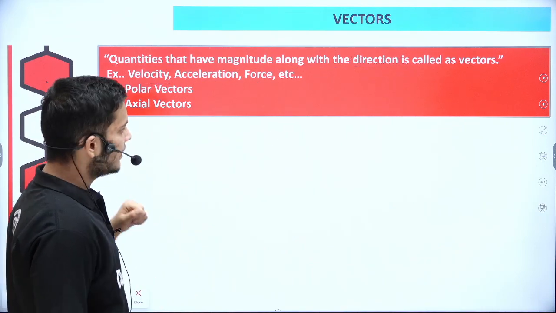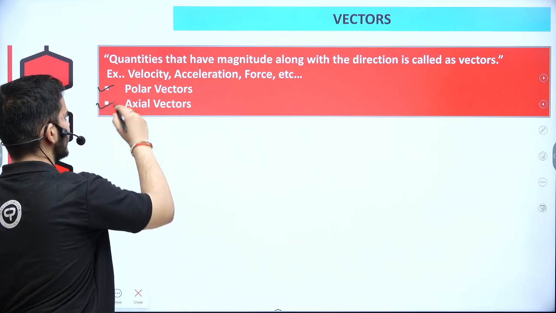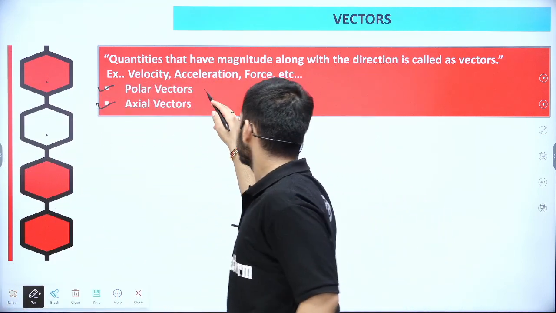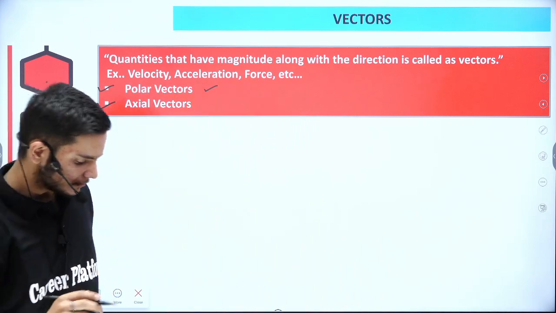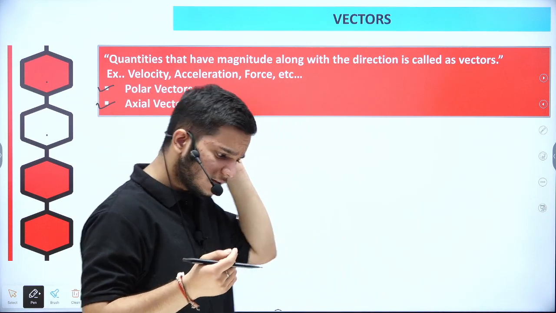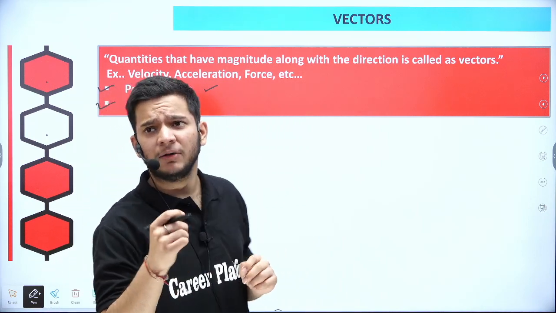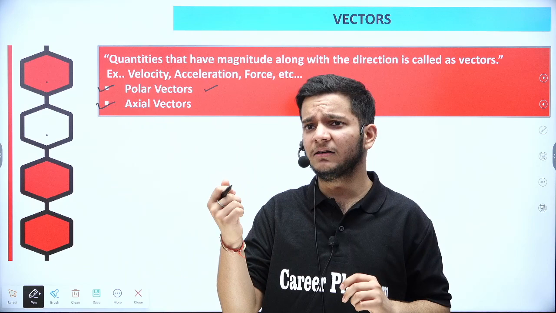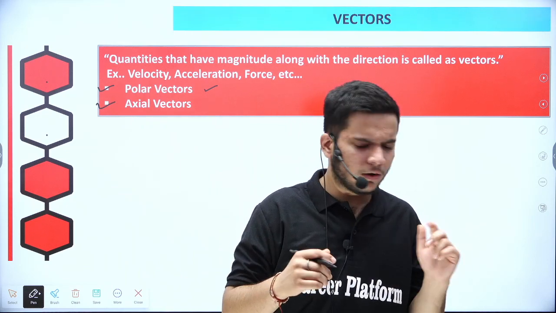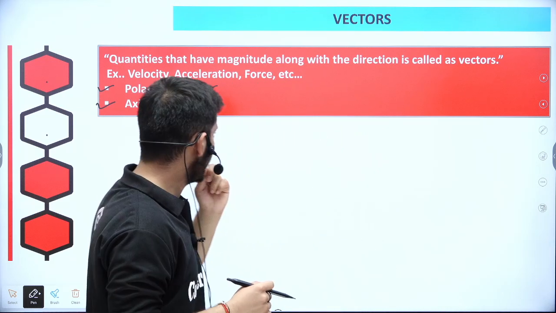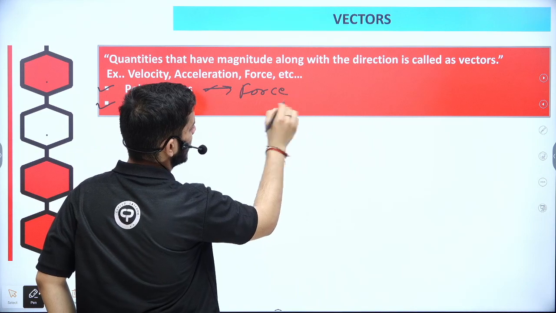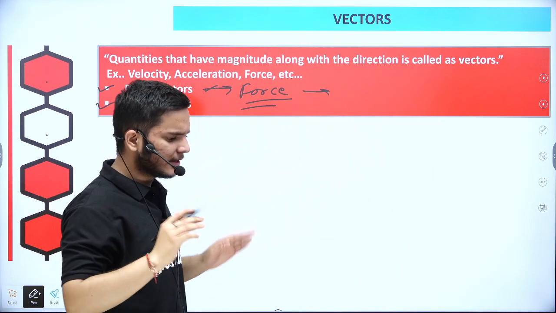Now there are two types of vectors, polar vectors and axial vectors. So sir, what are polar vectors? Polar means pole. Those are linear, I would say, vectors which lie along one direction. They are not going in all directions. They are just along one direction. For example, force is a polar vector, as you are applying it in one particular direction.